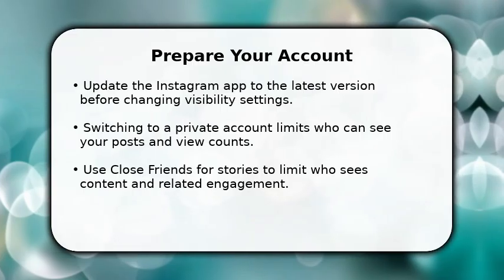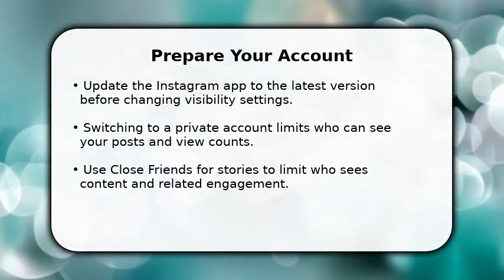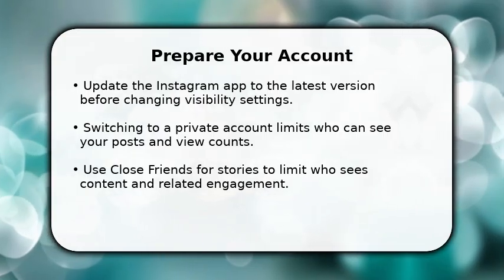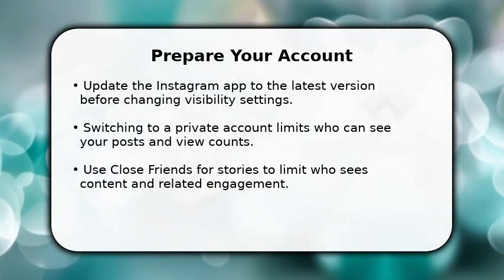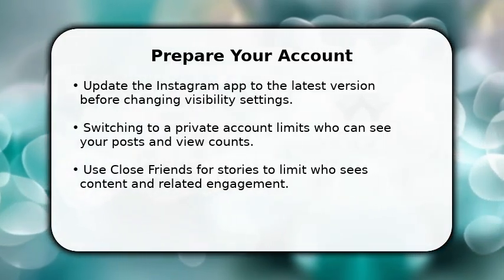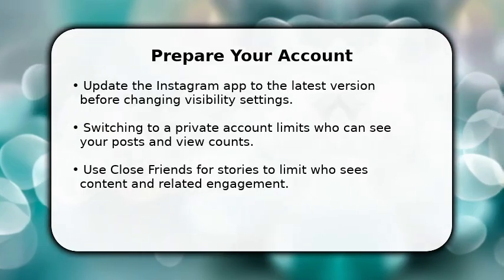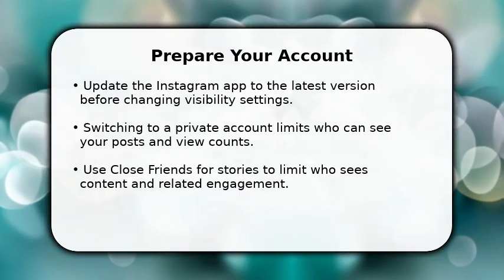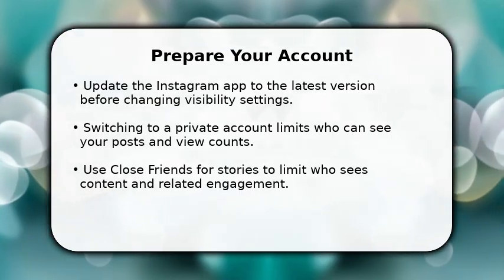Next, consider making your account private in Settings. Open your profile, tap Settings, then Privacy, and toggle Private Account on. A private account restricts who can see posts and any view data to approved followers only. If you need temporary privacy, use close friends for stories or share content through direct messages to specific people.